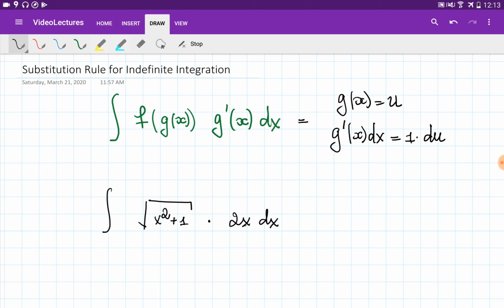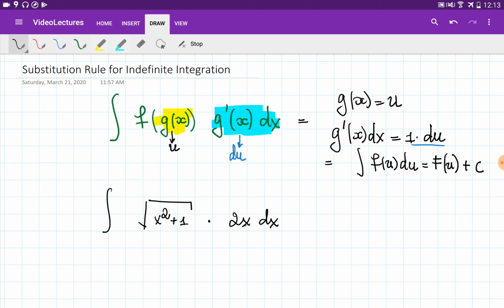So basically we substitute g of x as u and g prime of x dx as du, right? So du is equal to g prime of x dx. And our integral is simplified to the version of f of u du. Then if we are able to integrate this, it's going to be its antiderivative, right? So the antiderivative of f with respect to the new variable u. Then again we resubstitute u with g of x. So this is how it works for indefinite integration.